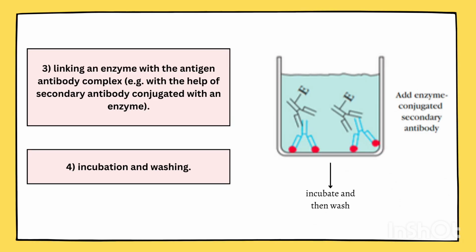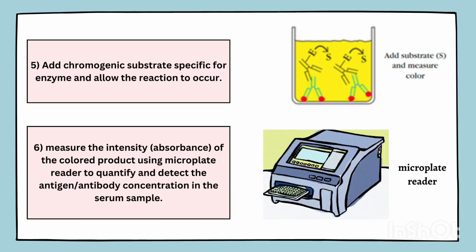Now link an enzyme with the antigen-antibody complex. For example, it can be done with the help of an enzyme-conjugated secondary antibody. Incubate it for some time and then wash. Add chromogenic substrate specific for the enzyme and allow the reaction to occur. Now measure the absorbance of the colored product formed using a microplate reader to quantify and detect the antigen or antibody concentration in the serum sample.